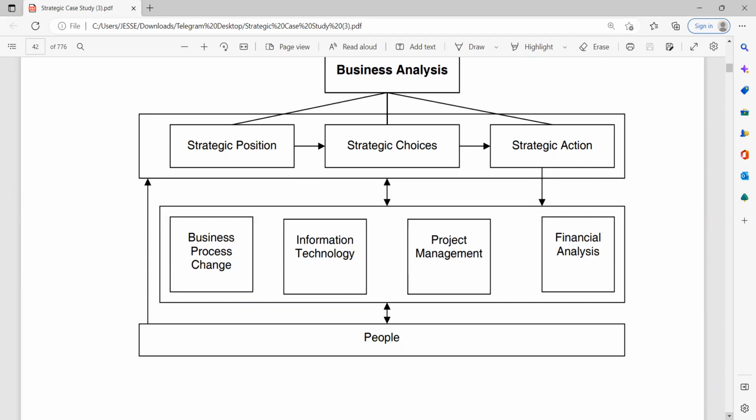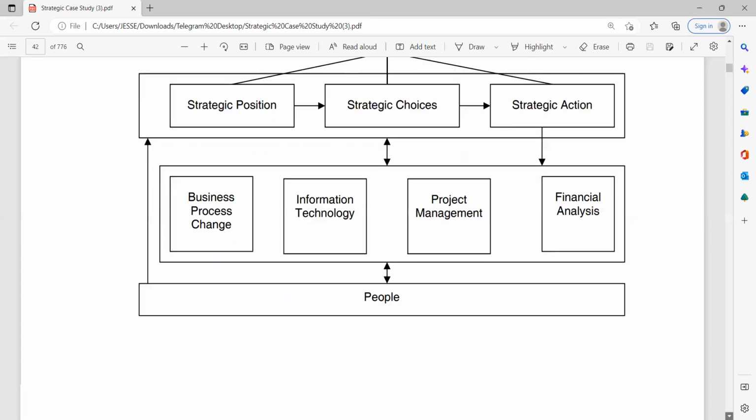People are important. So you have business analysis at the top, and the three elements that comprise it. And then you have these supporting business processes. You can't leave out the financial side, which is financial analysis. You have the project management side, the IT side, and the business process change side, as well as people. Very, very important.